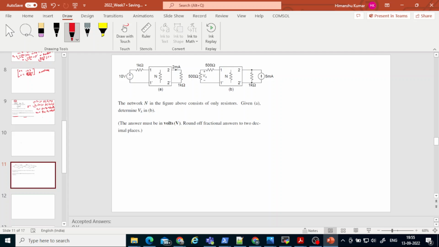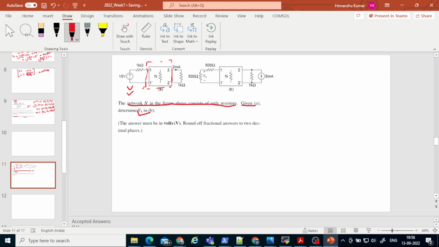The network in the figure consists of only resistors. Given that this network is given, determine the Vx in B. So in this type of problem, how do we solve it? This is our two-port network. As we know, we can model any combination of resistors as a two-port network with its parameters.